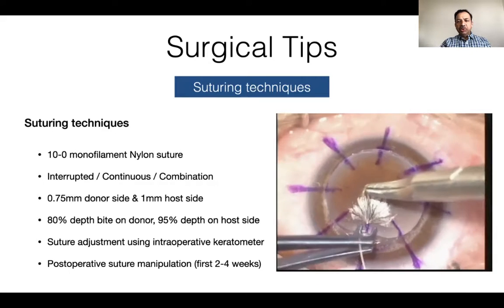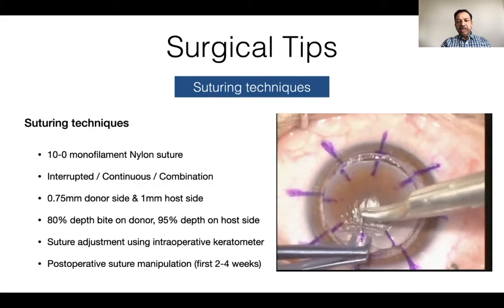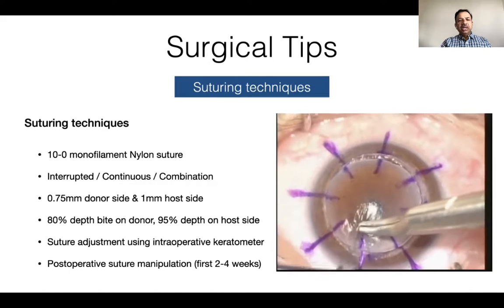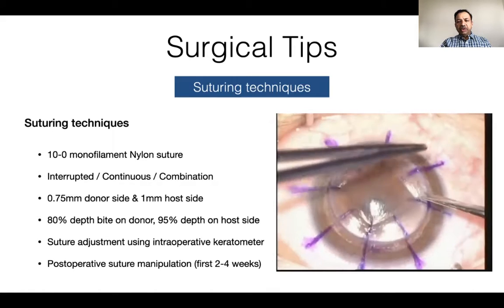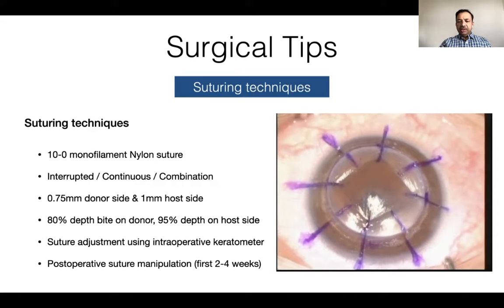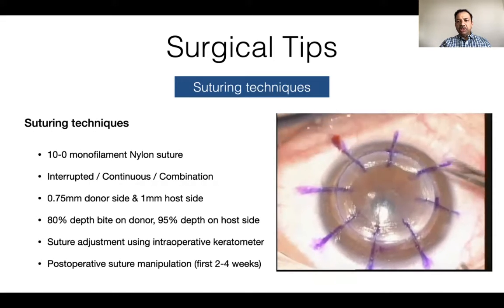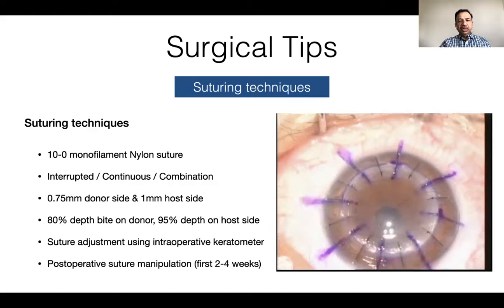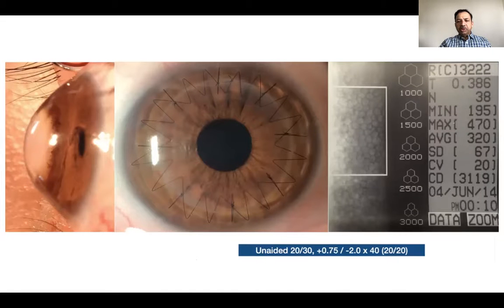Suturing is the same as what you do in penetrating keratoplasty. In DALK, we take the bites about 85 to 90% depth and about 0.75 to 1 millimeter, slightly longer on the host side, and keep the chamber formed so that you have a normal intraocular pressure when the sutures are being performed. This is a post-operative outcome showing you a nice clear graft with very good cell counts.